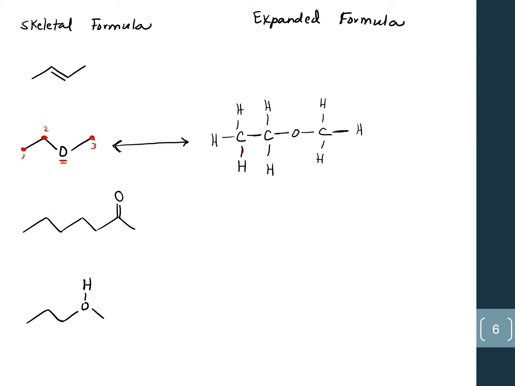For skeletal formula number 3, the third one that you have listed there, you see how you have right here, this is an angle, okay? That's an angle. You don't have the symbol for an element in there, which means that that angle right there represents a carbon.